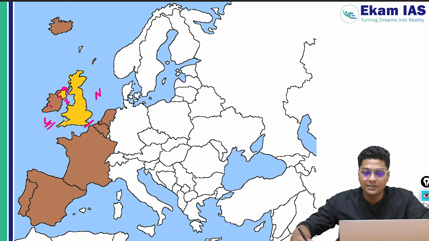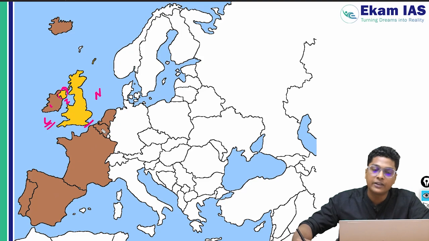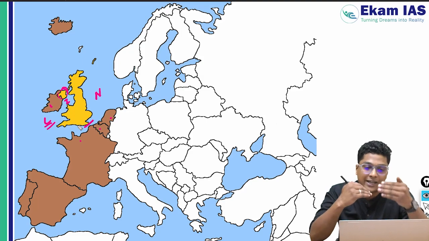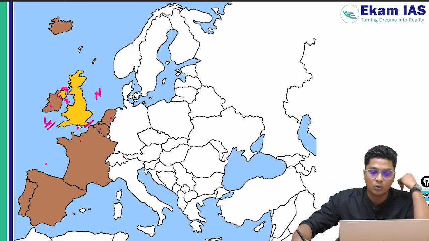So we have studied these nations: Portugal, Spain, France, then Belgium and Netherlands. France is separated from the UK, so that you will be able to locate this position. France and the UK are separated by the English Channel. The Bay of Biscay is located here, also the English Channel here.